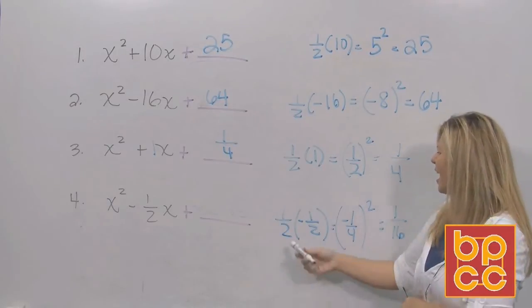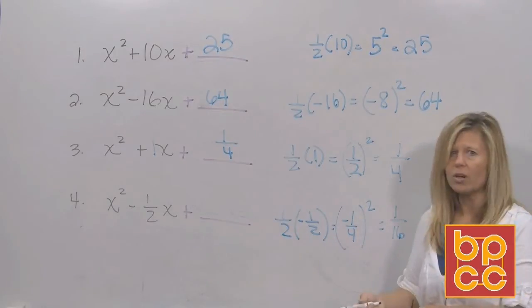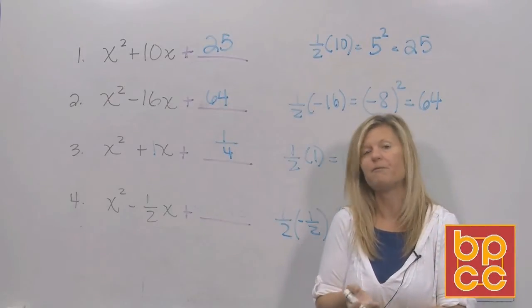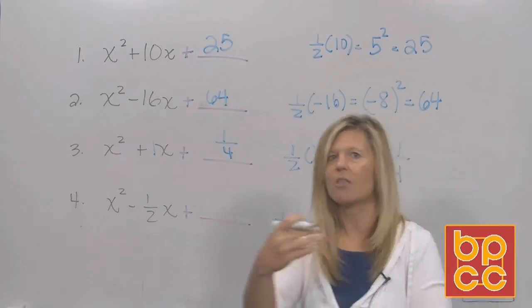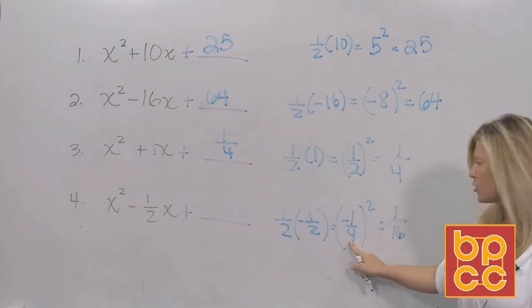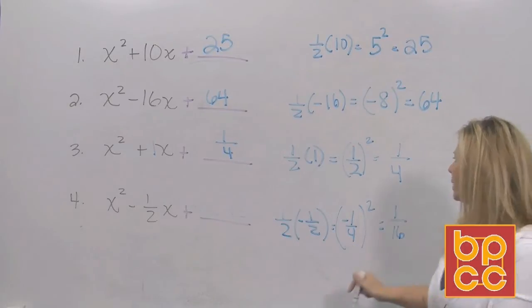Now I know you're saying half of a half is a fourth. Sure it is. If you had half of something, like say half a dollar, that would be 50 cents. And if I took another half of that, half of 50 cents would be a quarter. So that makes sense. And then we square that, we get the 1/16.